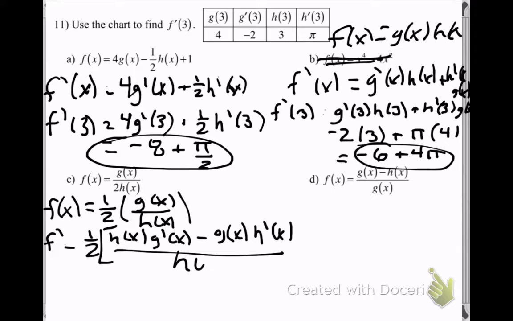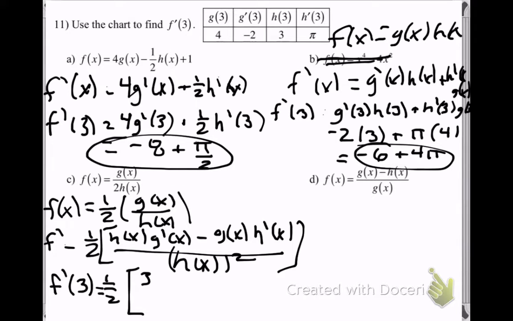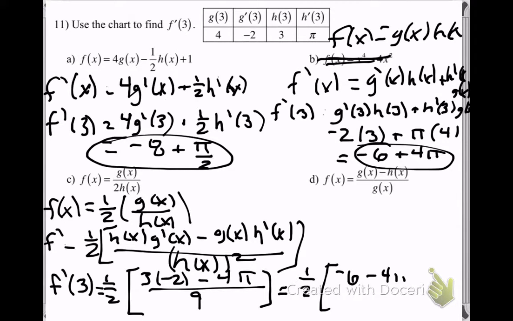And then we'll square the bottom, and away we go. So f prime at 3 will be 1/2 times h of 3, which is 3, times g prime of 3, which is -2, minus g of 3, which is 4, times h prime of 3, which is pi, all over h of 3 squared, which would be 9. Okay, that'll be 1/2 times -6 minus 4 pi all over 9. We can reduce the 2's on top, and we'll get -3 minus 2 pi all over 9.